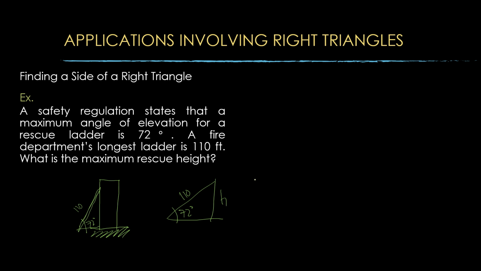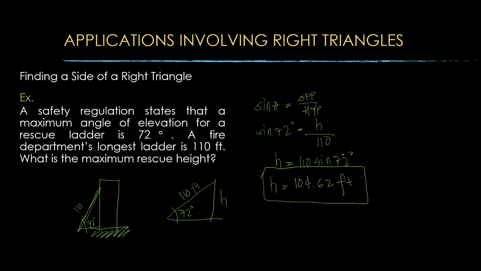So what function should we be using? Sine. Sine theta is equal to the opposite over the hypotenuse. Since our angle is 72 degrees, sine of 72 is equal to the opposite, which is h, over 110. So h, in feet, is equal to 110 sine of 72. What's the value of your h? 104.62 feet.